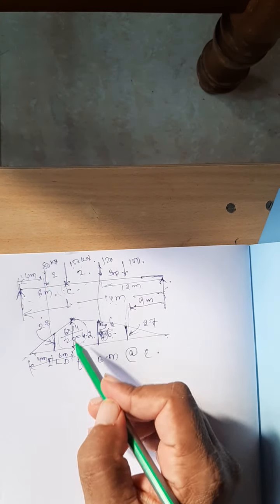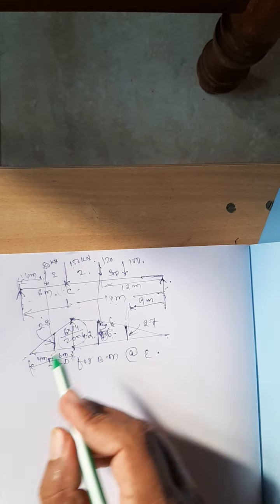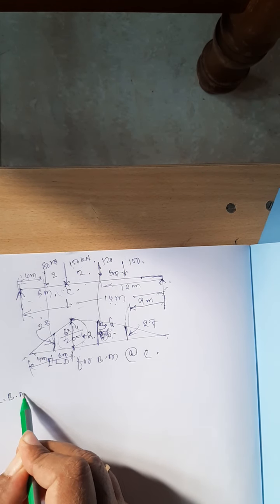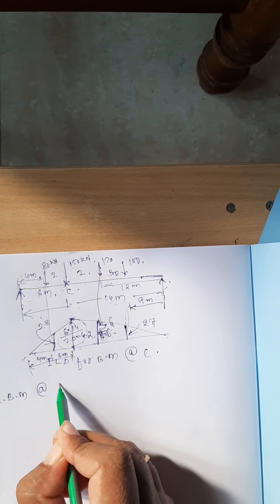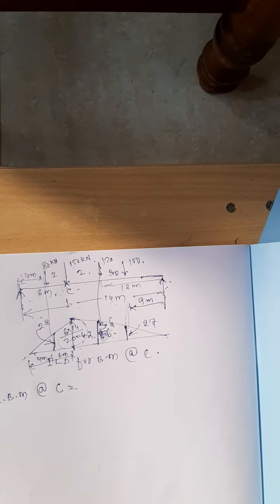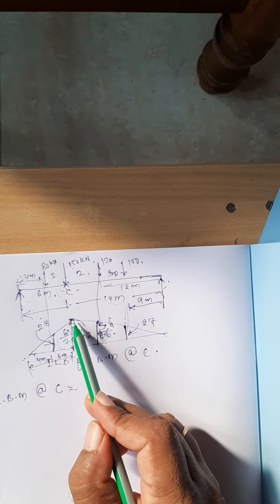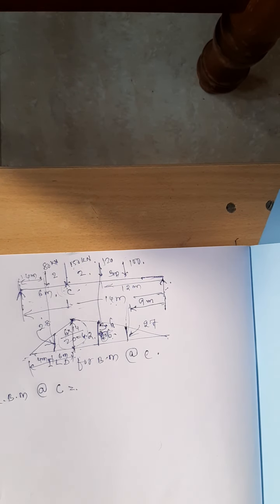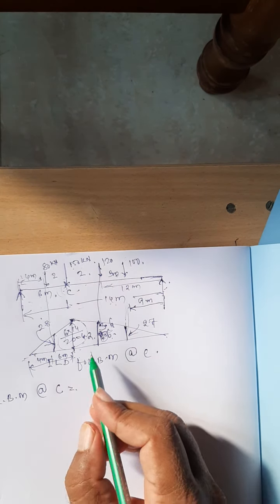Now what is the bending moment for this particular position of the load? Maximum bending moment at C: what you are doing is drawing the influence line diagram, getting the ordinates, and multiplying each ordinate with the corresponding load. You will get the maximum bending moment. I am not writing it in detail.